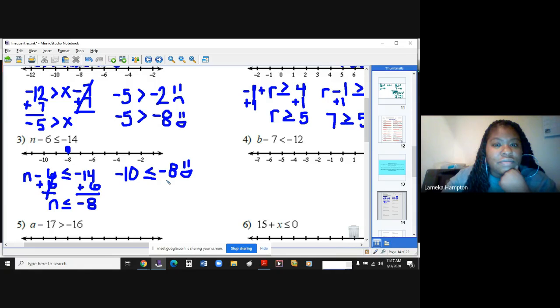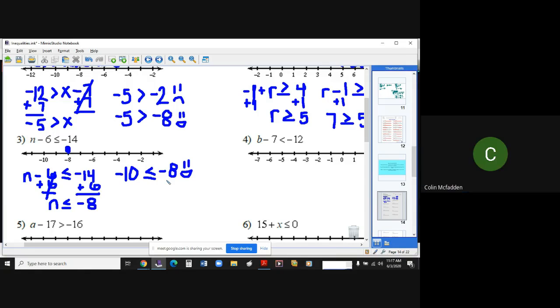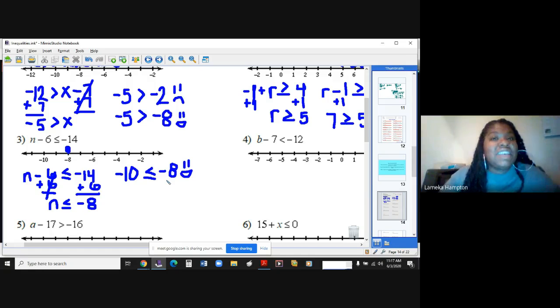Because it's closer to zero. That's it. Okay. That's the definitive answer, because -8 is closest to zero. So remember, the negative number that's closest to zero is the largest number. Okay, so this is true.